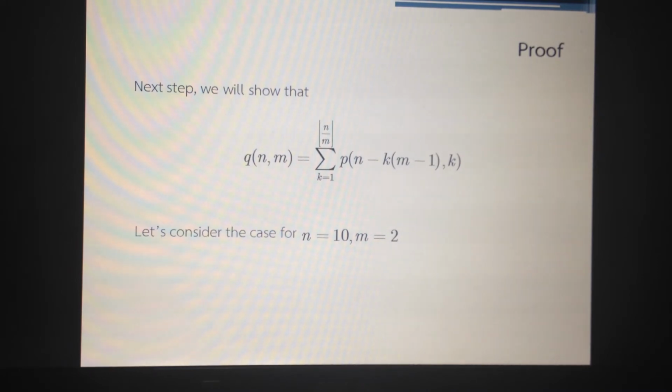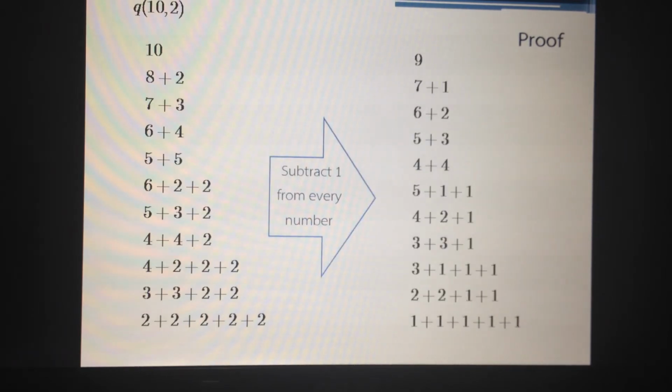And the next step, we will show that we can transform Q into P by proving this statement, and we will prove this by considering the case of n equal to 10 and m equal to 2. For example, Q10 is how to write 10 into parts where the minimal part is not less than 2.